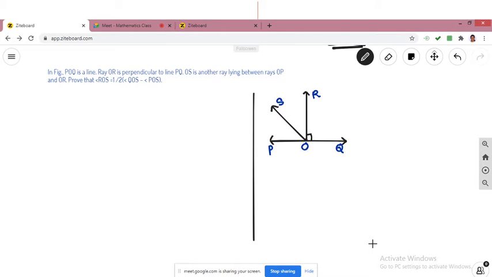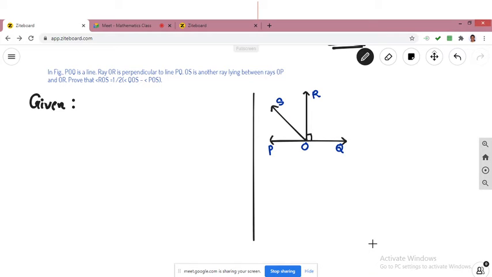Now we are given that OS is another ray lying between OP and OR. So there is a ray OS in between OP and OR. So we need to prove that angle ROS, that is this angle ROS, is equal to half of QOS minus POS. So we need to prove this. So what are the things given here?